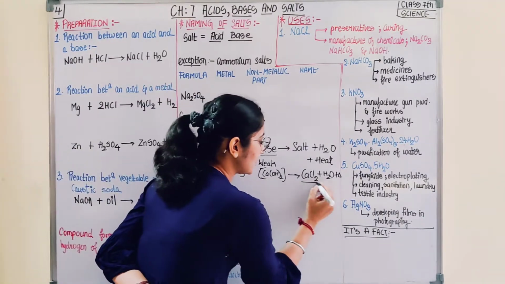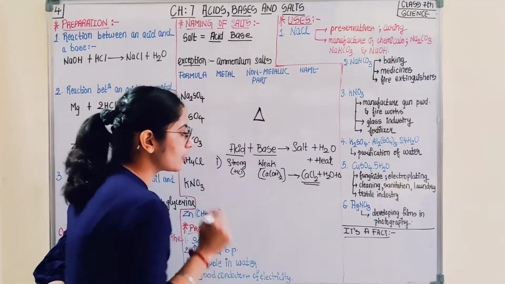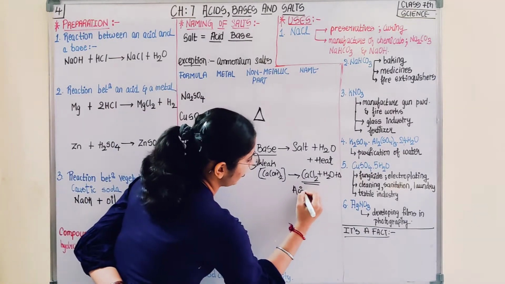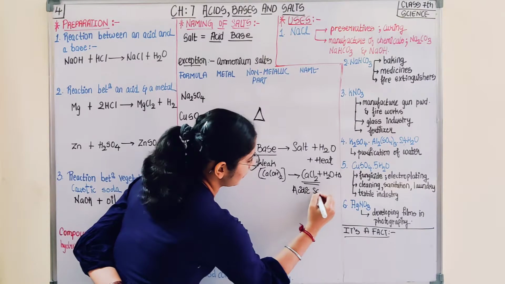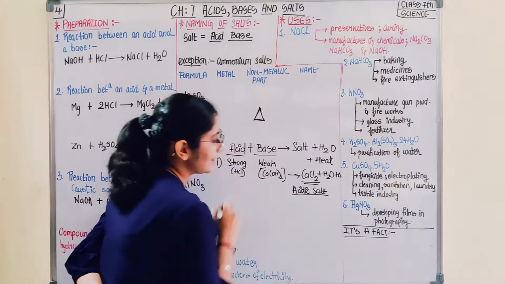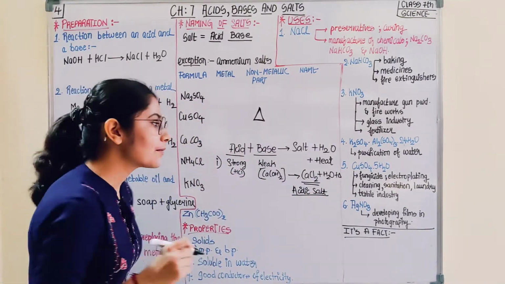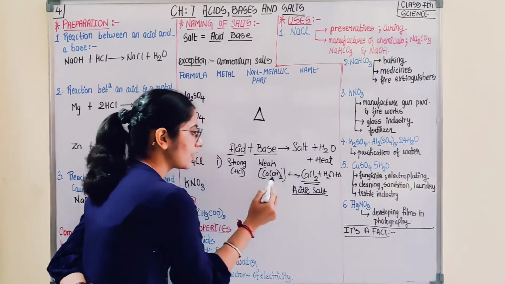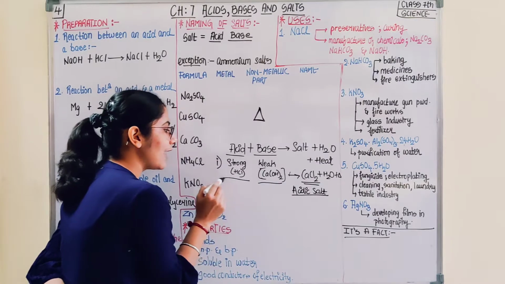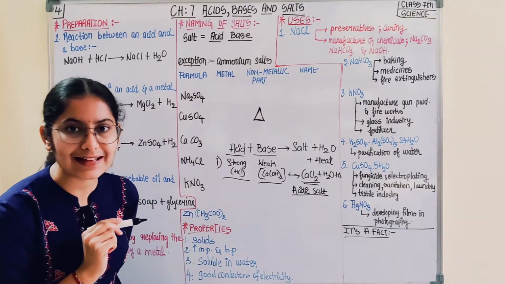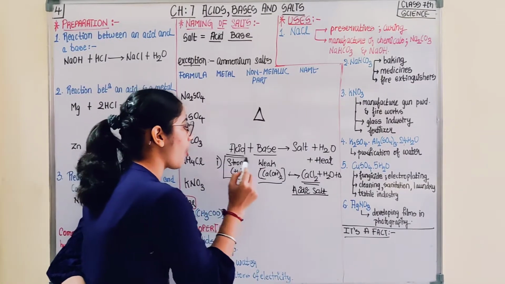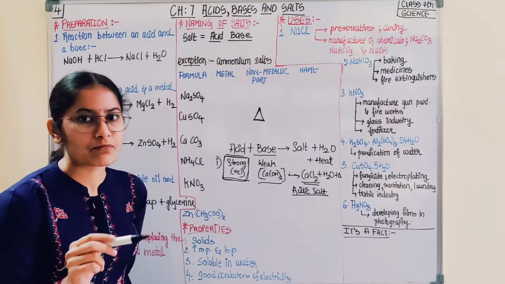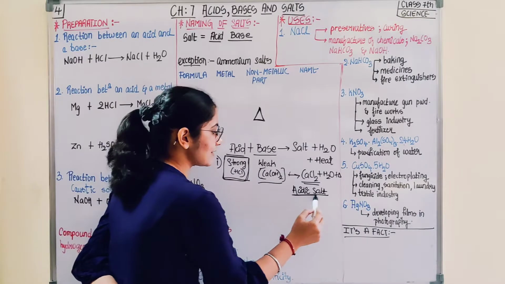Anyways, if we talk about calcium chloride, which salt is it? You can say calcium chloride is an acidic salt. Why? Because in the formation of this calcium chloride from calcium hydroxide and hydrochloric acid, you have taken a strong acid. Therefore you are getting an acidic salt.